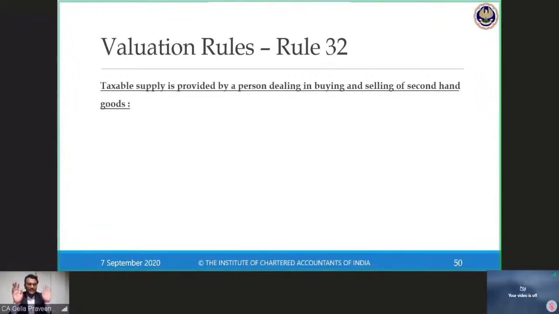If you look at your friend circle, your family circle, definitely there will be one person in your circle, in your entire radius, who is into buying and selling of second-hand goods. He buys an Innova for 10 lakhs, he sells it for 12 lakhs. He buys an Alto car for 3 lakhs, he sells it for 3 lakh 50,000. He buys say a BMW for 20 lakhs, he sells it for 25 lakhs. Now keep in mind, should that gentleman need to register under GST?